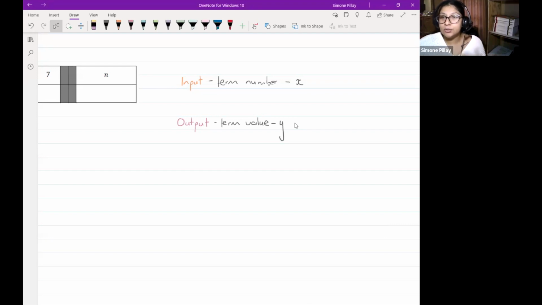So we use these words, these names, interchangeably, but input goes with output. So I'm not going to talk really about an input and then a Y value. They kind of go together. So if you're using term number, then you must also use term value. And if I'm saying X, then I'm going to say Y. I'm not going to have in my equation X and then TN. It doesn't work like that.